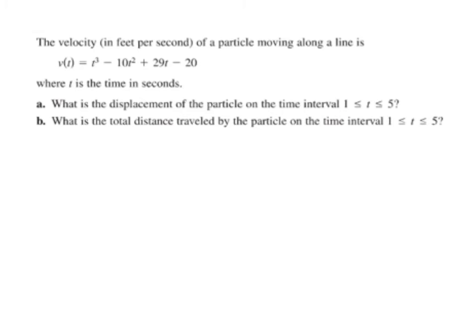So here's an example of particle motion where we've been given the velocity function in terms of time in seconds, and we want to know the displacement of the particle over the time interval from 1 to 5. So for A, we want to write the definite integral from 1 to 5 of t to the third minus 10t squared plus 29t minus 20 dt. Now, this is one of those lovely problems where I know you can do it by hand, but it will take quite a while to do that.